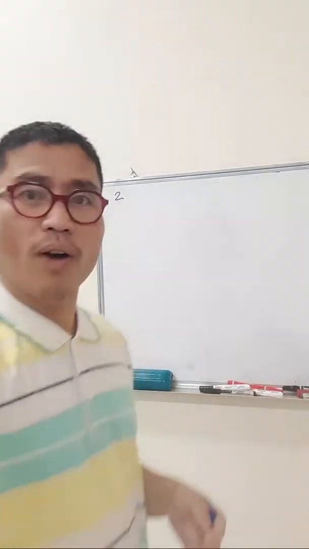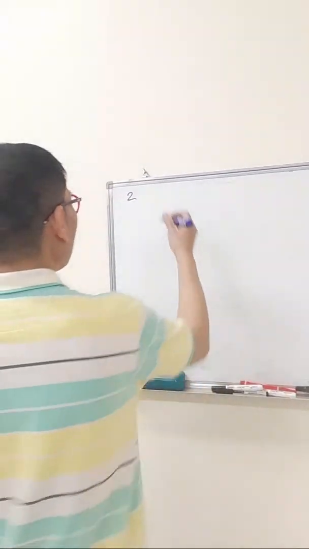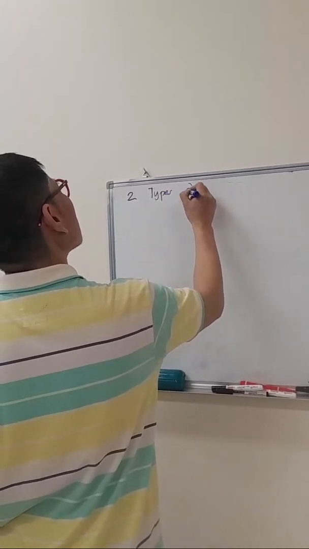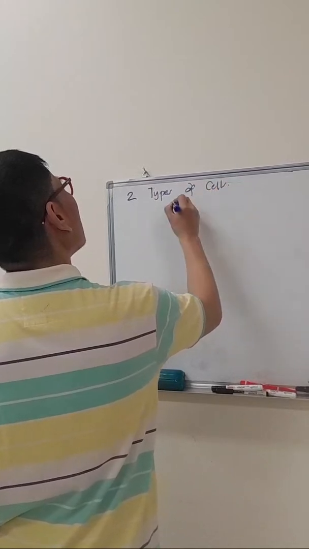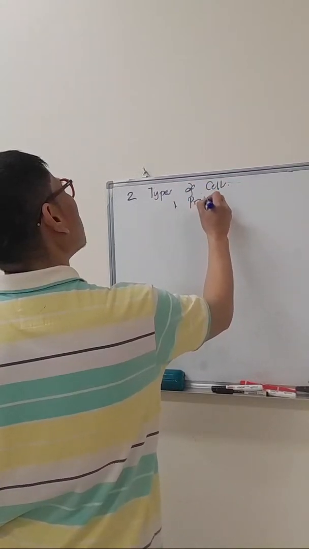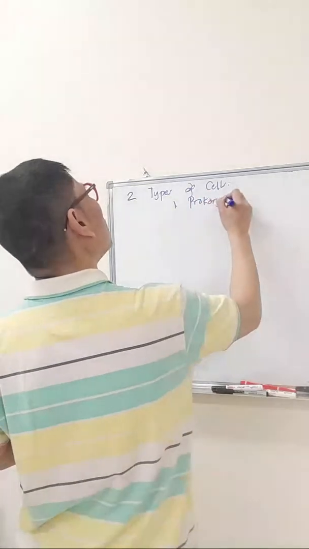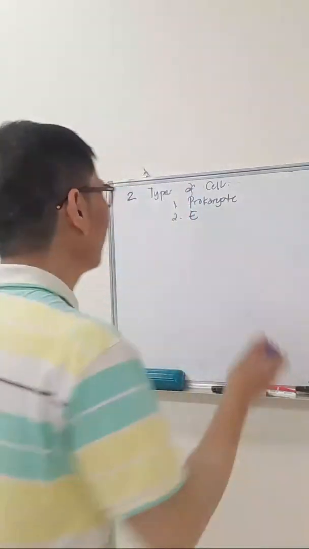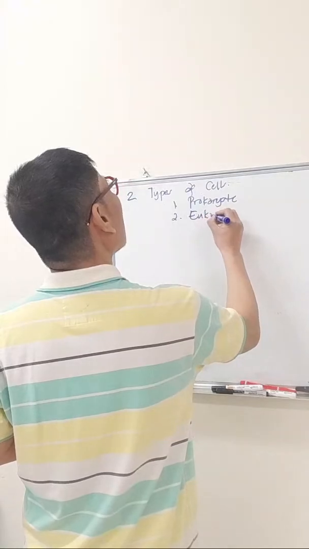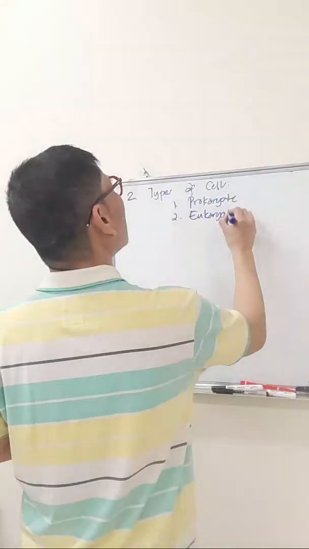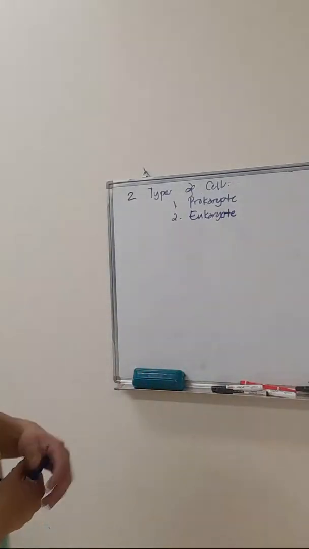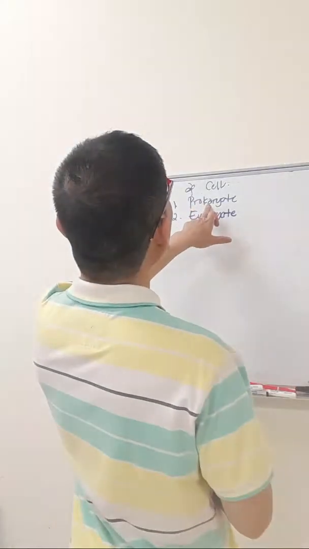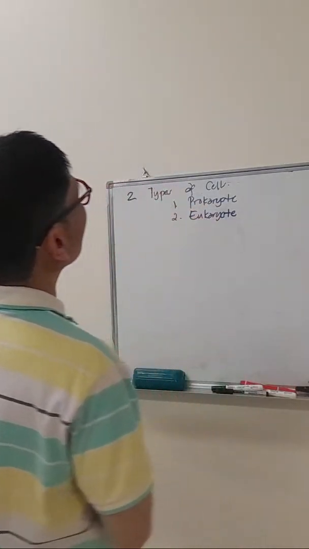Okay? 2 types of cell. Look at the board, guys. The prokaryotes and the eukaryotes. 2 types of cells. The prokaryote, and the eukaryote. So, what is the meaning of karyo in Greek? You have to take note of that also, this karyo, usually referring to a cell.